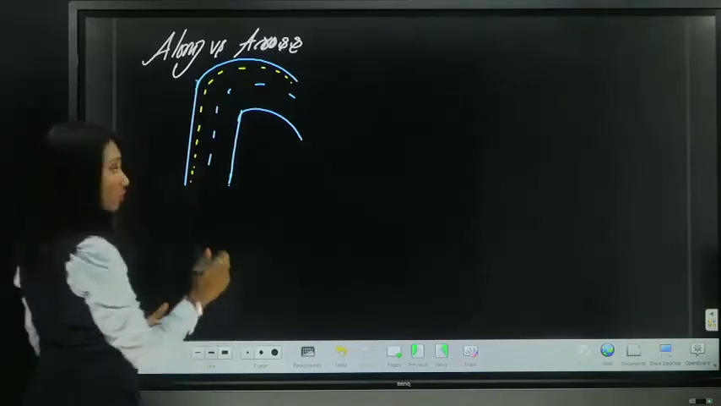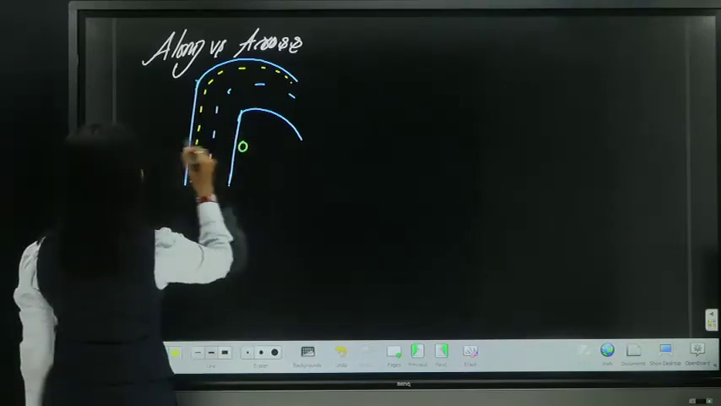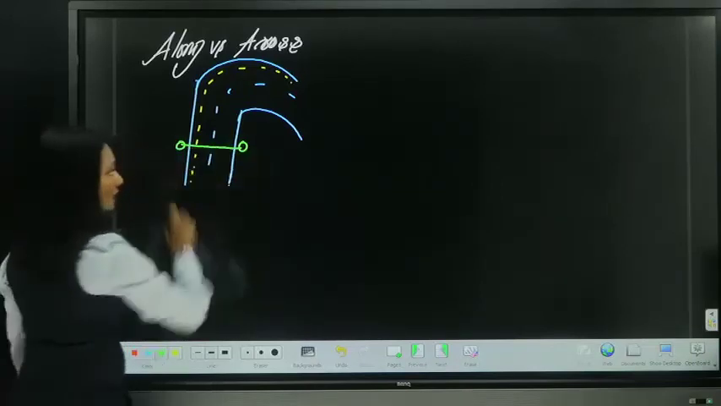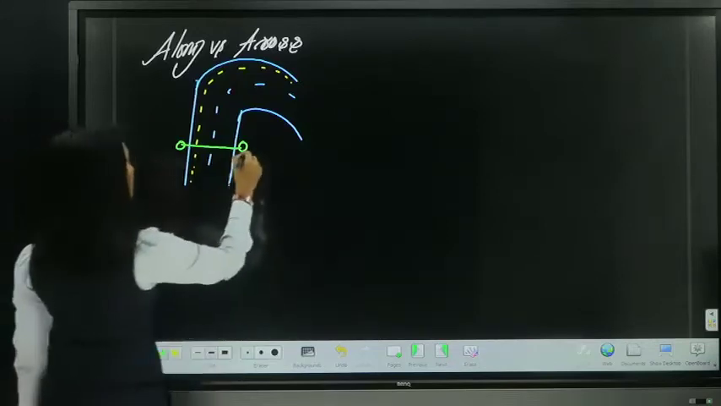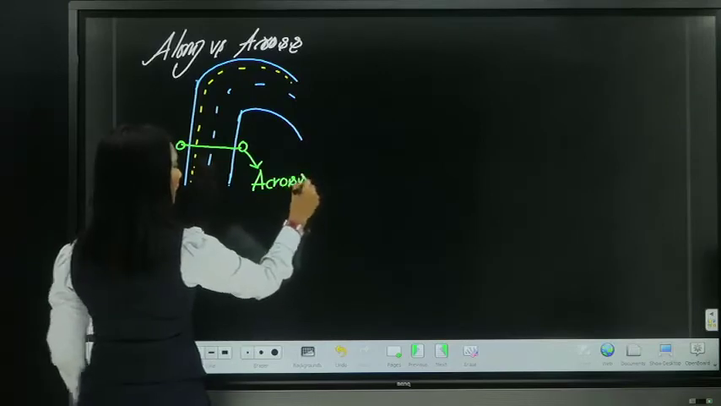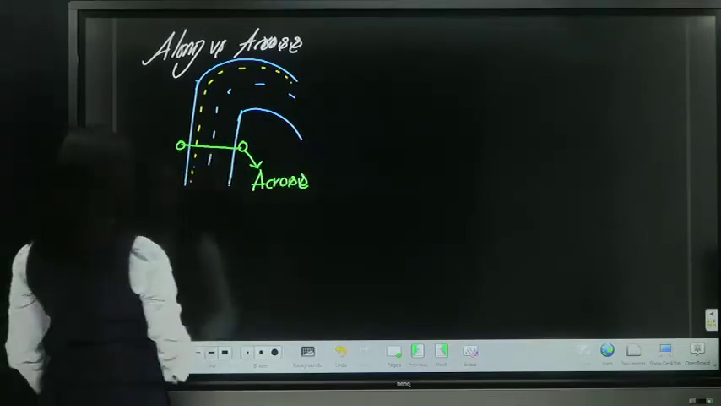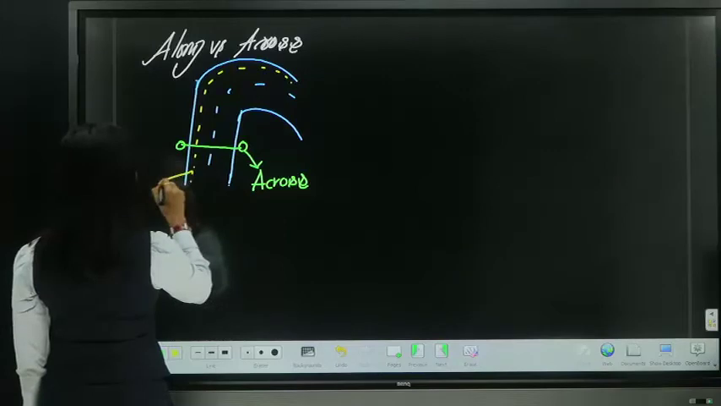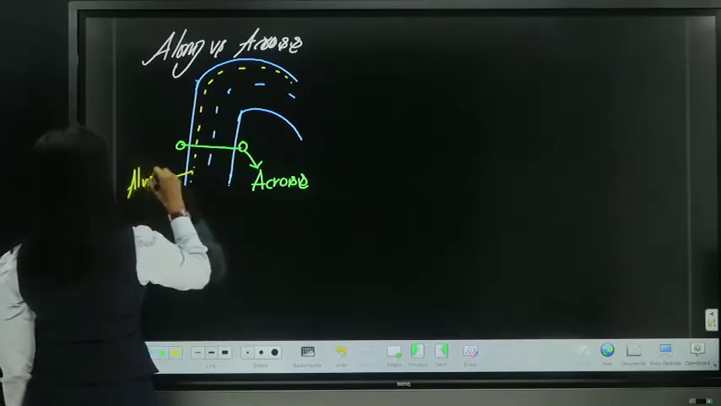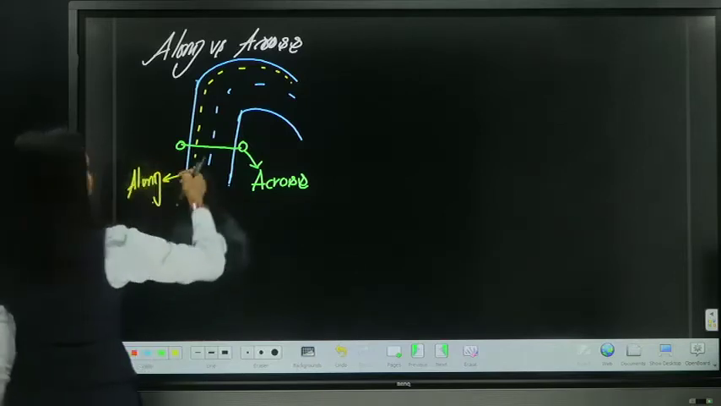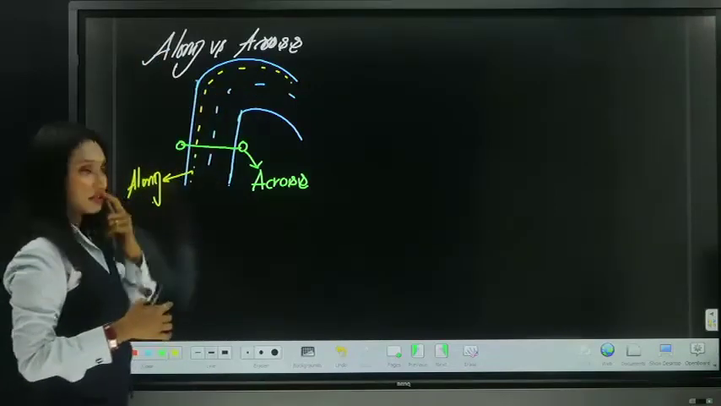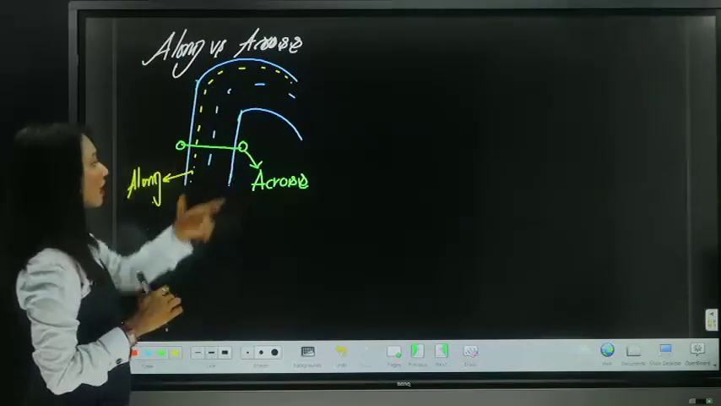Walking across the road means from one end to the other end. Across: from one end to the other end. Simply speaking, you cross the road by walking across it. So when you're talking about along, it means that you're going in the same way, in the same way as it is leading. So that is the difference between along and across.